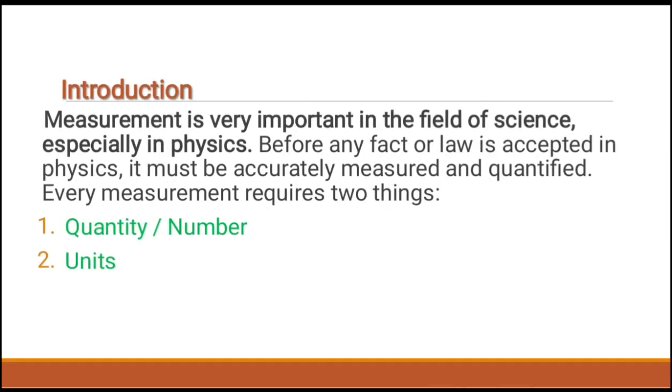So measurement is very important in the field of science, especially in physics. Before any fact or law is accepted in physics, such facts must have been accurately measured and quantified. Every measurement requires two things. These are quantity, or we call it number, then we have units. So every measurement must have quantities and units. That's why unit is very important when you're solving physics questions.